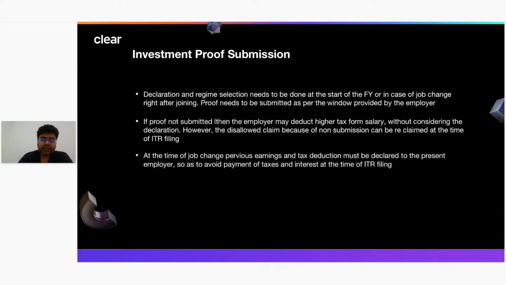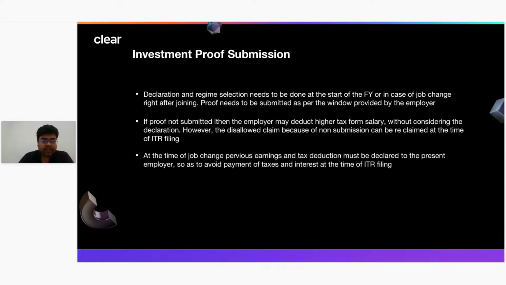And finally, many of us change jobs during the year, right? Now, once you change the job during the year, please make sure you are declaring your previous employer's salary and tax to your present employer, and make sure that information is factored into the tax computation of the new employer as well. Because if you do not do that, your employer thinks that this is the first employment of the year you are getting, and they give you the benefit of 80C, 80D, basic exemption, standard deduction all over again.